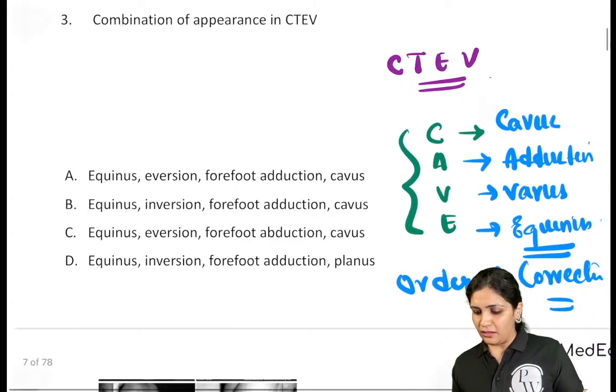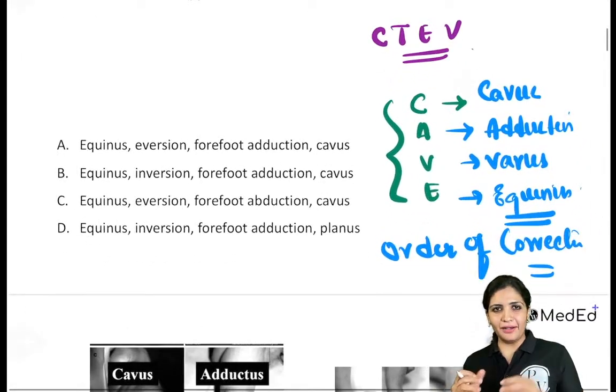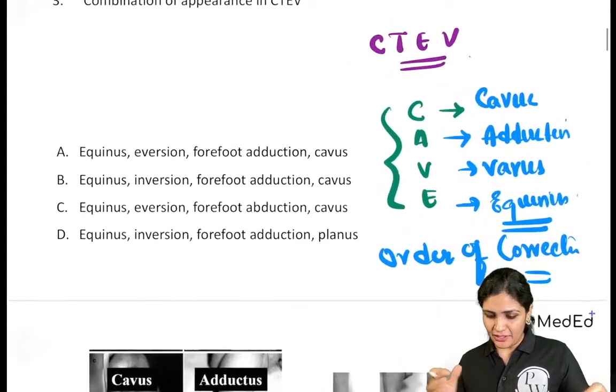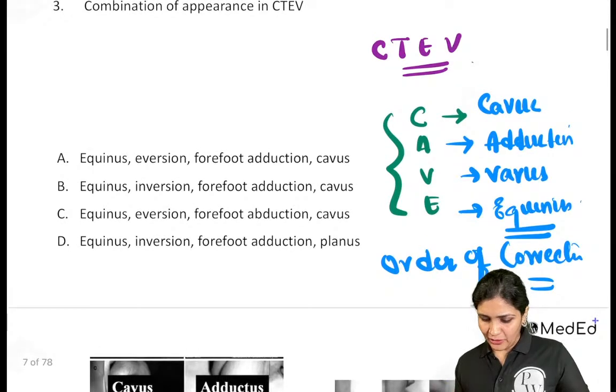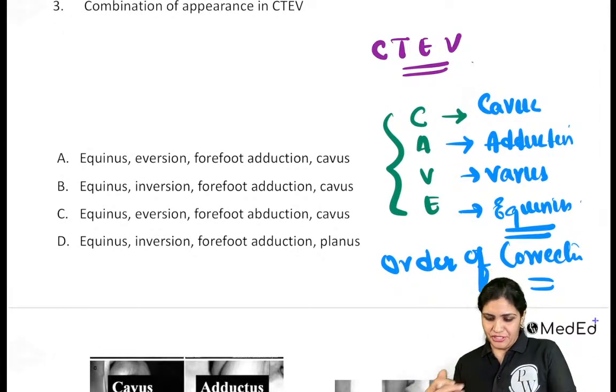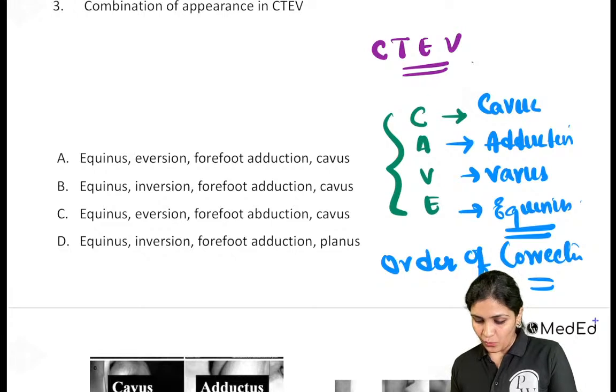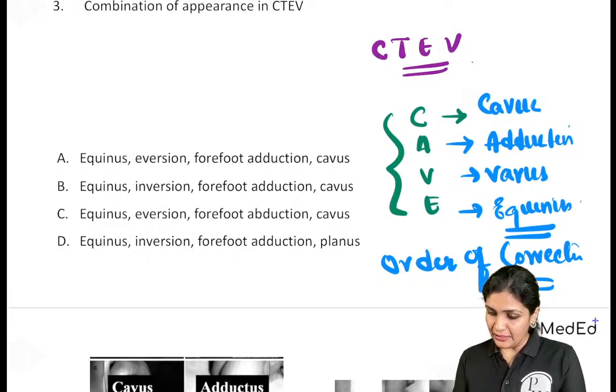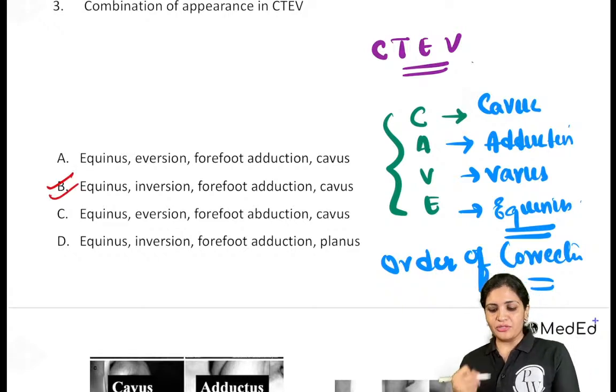Just replace a few alphabets here and there. So now the answer is very easy. Already I have given it. What you have to remember is the inversion, right? There is equinus, there is inversion, there is forefoot adduction, and there is cavus. So the answer here is 2. It goes into equinus, inversion, adduction, and cavus.